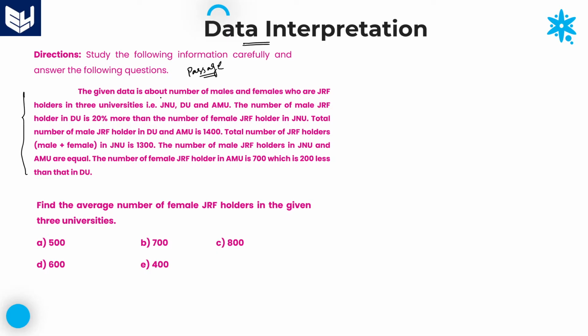Here the given data is about the number of males and females who are JRF holders in three universities, that is JNU, DU and AMU. Here we have a total of three universities: one is JNU, second is DU and third is AMU. Now we are talking about JRF holders in these three universities: how many males and females in JNU, how many males and how many females in DU, how many males and how many females in AMU.